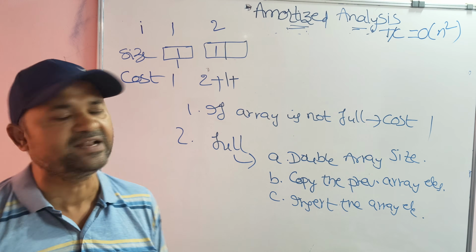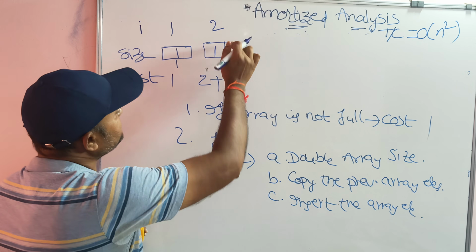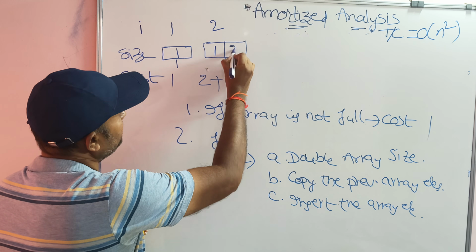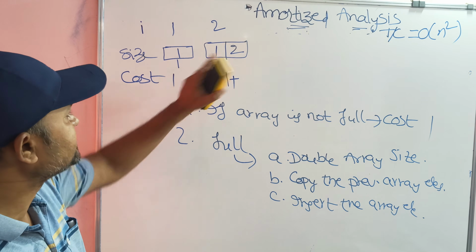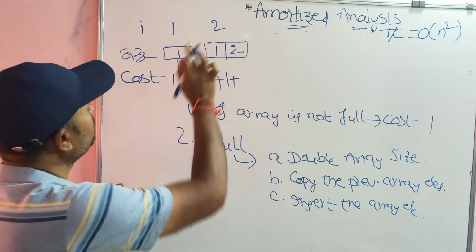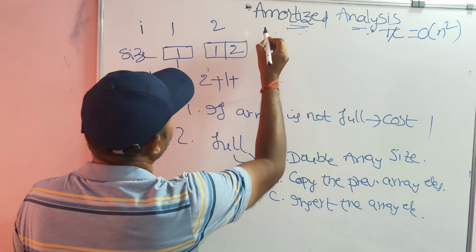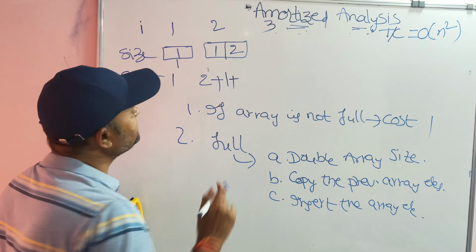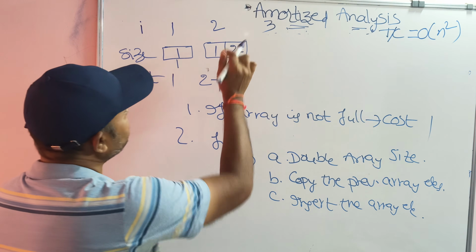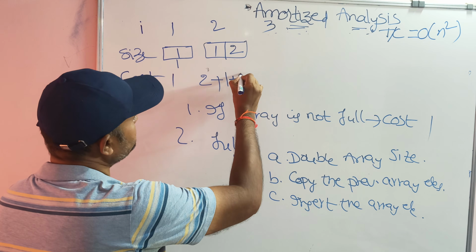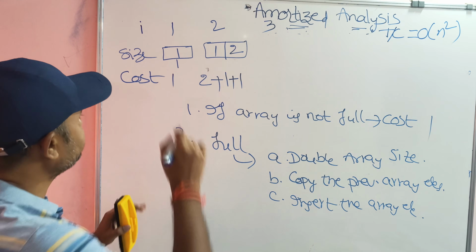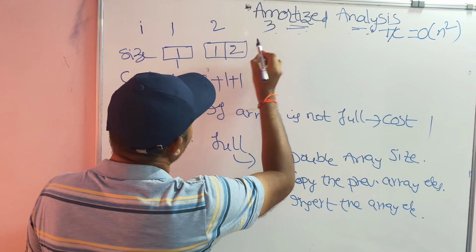Next, insert the array element. Which element are we inserting? The second element. So let us insert the element. Here the size is 2. There is no need to write the size. If you want, you can write it. Next, let us insert. For inserting an element, what is the cost? 1. Next, let us insert 3.